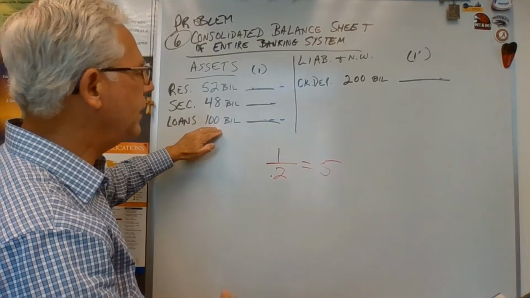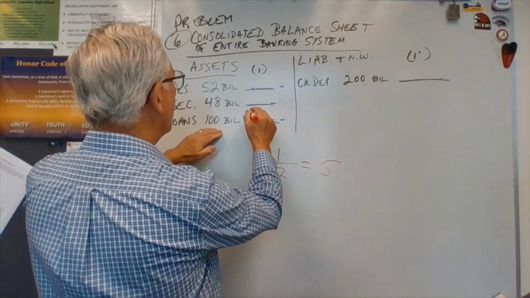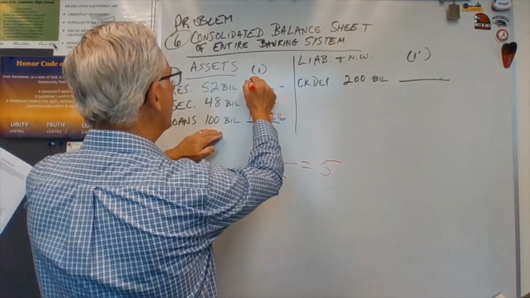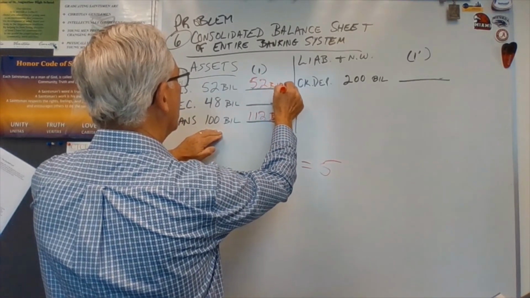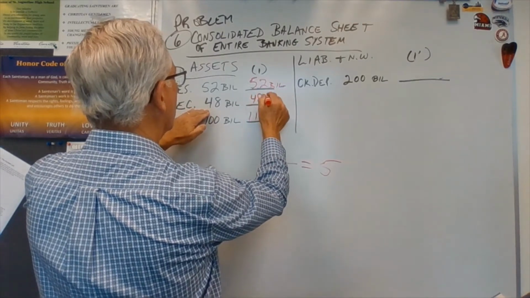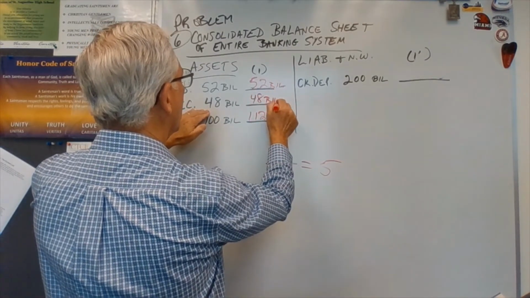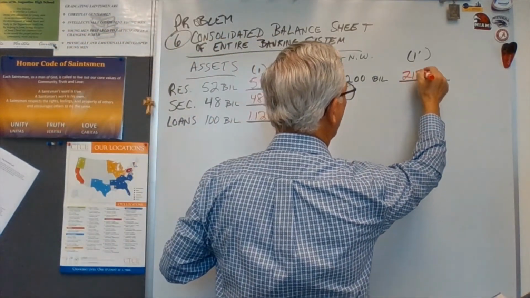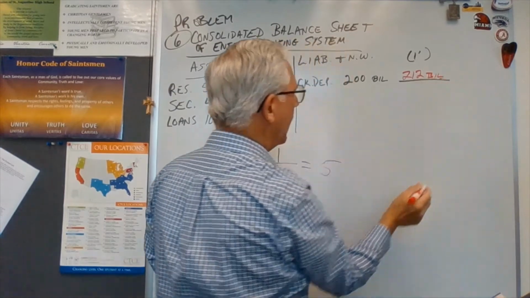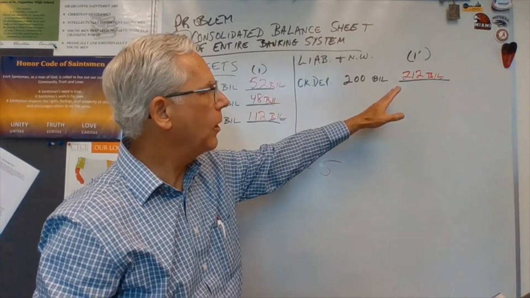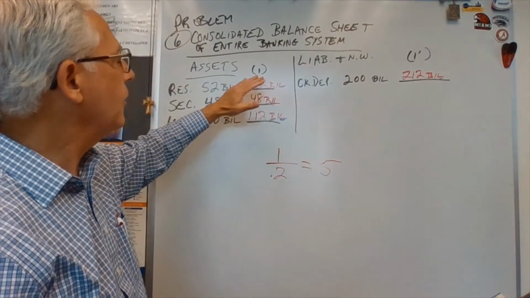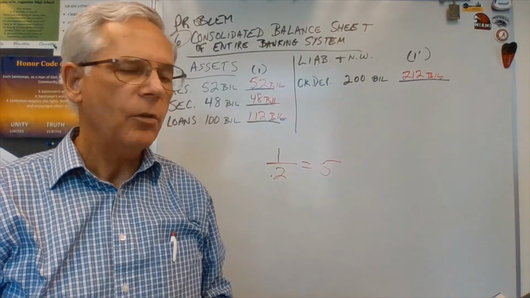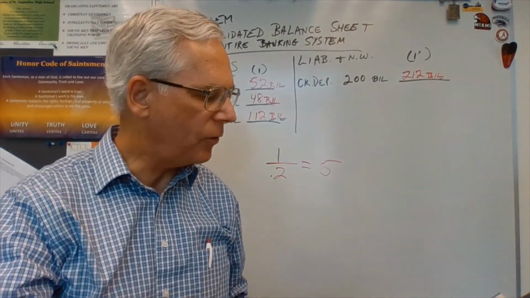We can lend out all that 12 billion. So this goes to 112 billion in loans. That stays 52 billion in reserves. 48 billion, of course, stays in securities. This goes to 212 billion. And if you divide that out, 20% of 212 billion is 52 billion. We're right at our required reserve ratio. So that's the answer to number 6, part B.